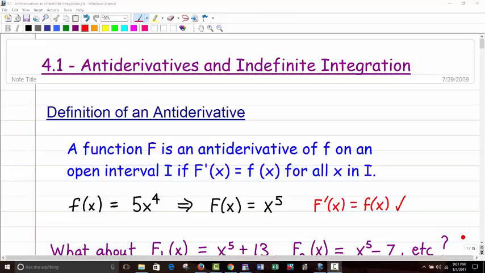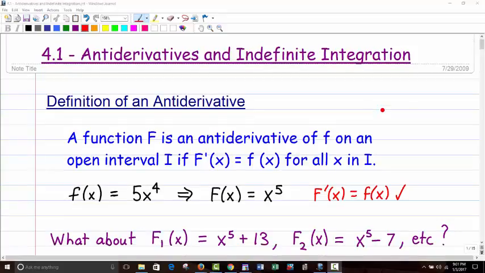This lecture is entitled Antiderivatives and Indefinite Integration. Now, antiderivative is basically working backwards. In other words, essentially saying we have the derivative, what was the function before we took the derivative. Now, here's just some notation to get the idea. We'll be using that a little bit later.